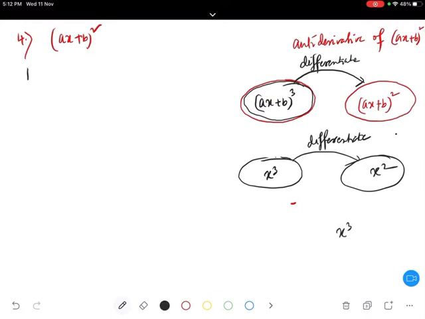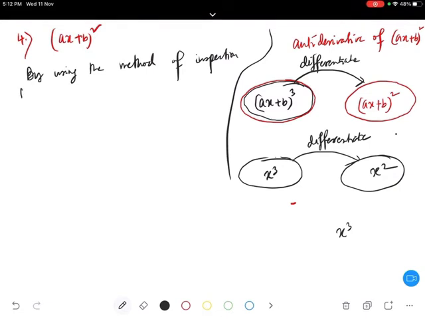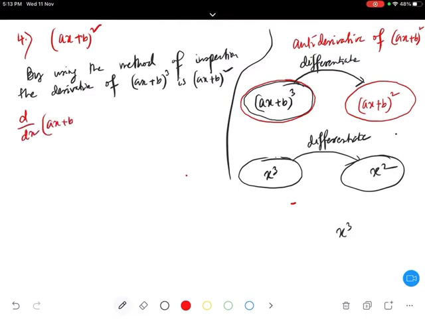So I will write here, by using the method of inspection, the derivative of (ax plus b) whole cube is (ax plus b) whole square. By using the method of inspection, we found that. Now we'll differentiate (ax plus b) whole cube. So d/dx of (ax plus b) whole cube is equal to what?